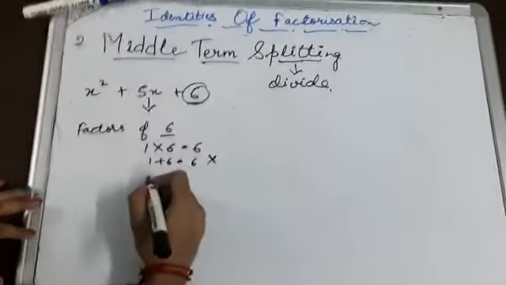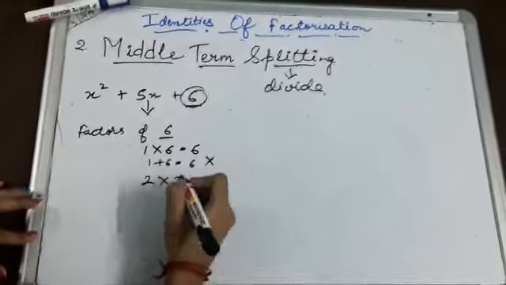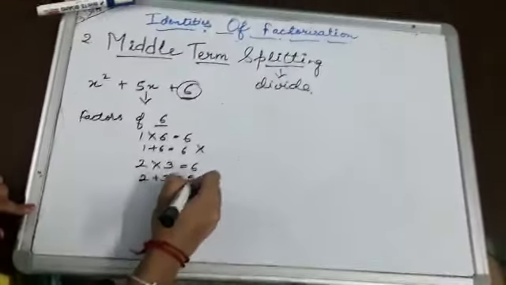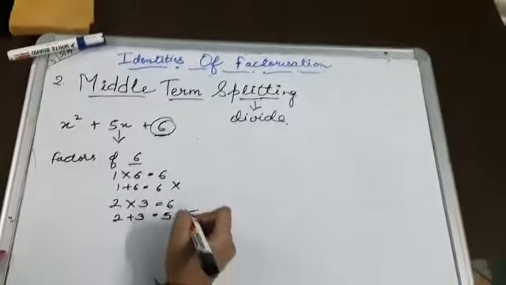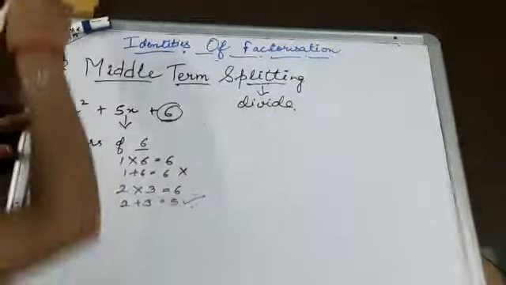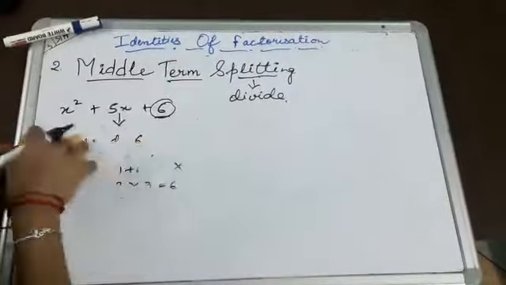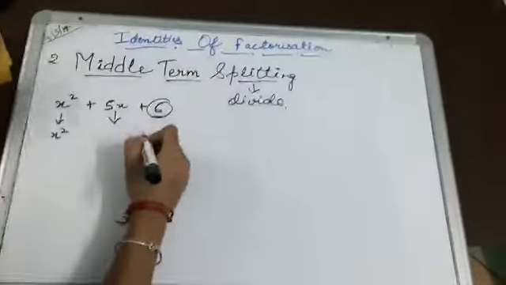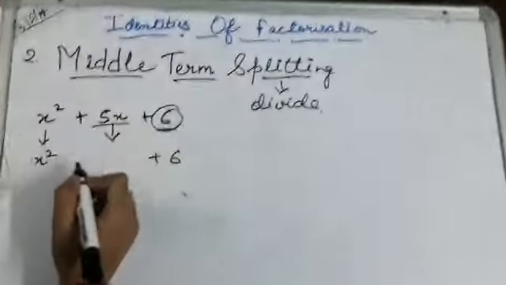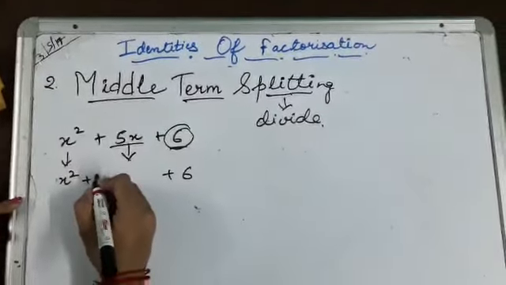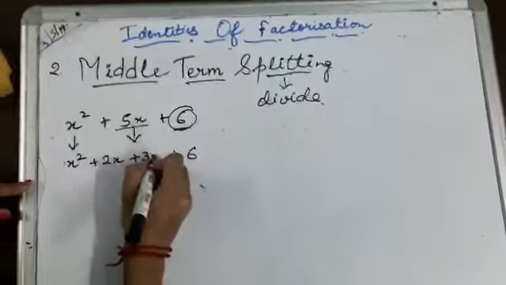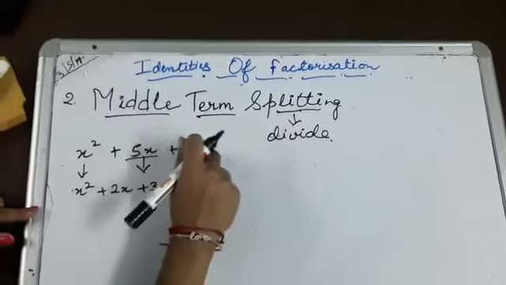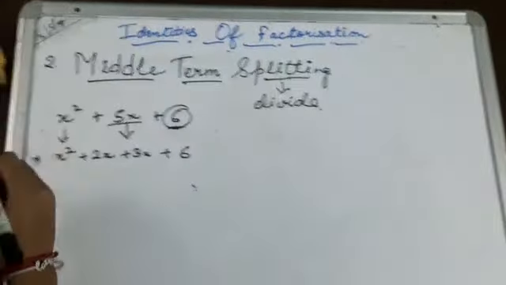Then we take the factors of 6 as 2 multiply 3. 2 multiplied by 3 we get 6, and if we add 2 plus 3 we get the number 5. So this situation will satisfy. So how do we write this as factors? Our x square we write as it is and this 6 as it is. And how do we write this middle term? We write the middle term as 2x plus 3x. So by adding, 2 plus 3 we get 5, and by multiplying, 2 into 3 we get 6. So this situation will satisfy.